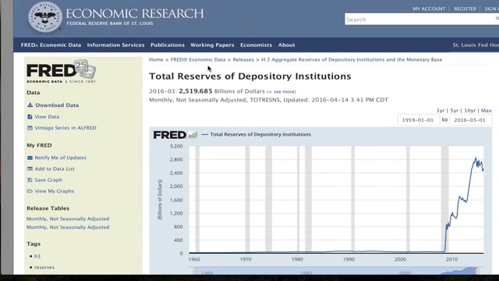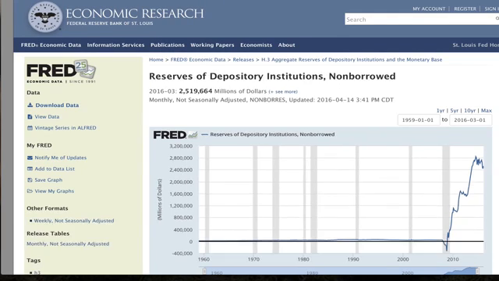Now, one thing that's really interesting, if you look at the total reserves of depository institutions, and I just threw this in here because I stumbled across this, these are reserves that are non-borrowed. So they're not owed back. The only difference here is you see that it goes negative during that crisis of '08. So all of this was borrowed.